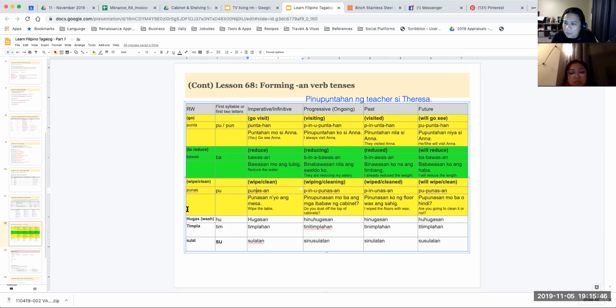What's your question here? Ng floor wax, it's like saying with wax. Exactly. Yes, kind of like, because you translated it in English. That'll be the translation. Okay. But pinunasan ko, what did you use to wipe it with? So I used floor wax. But we're talking about the sahig.